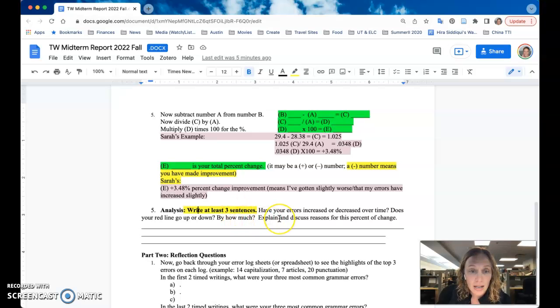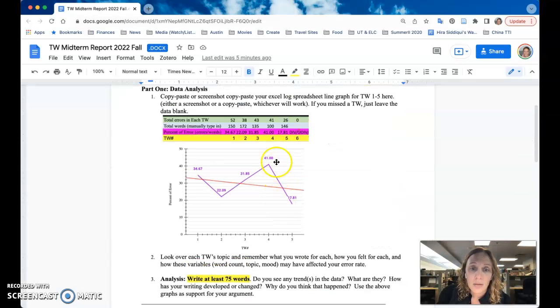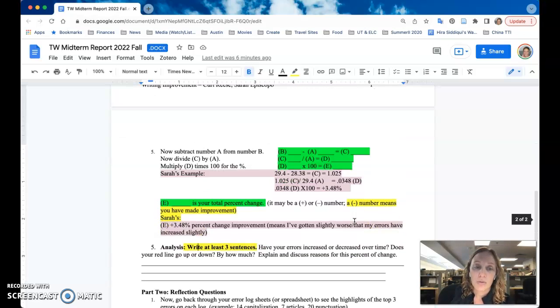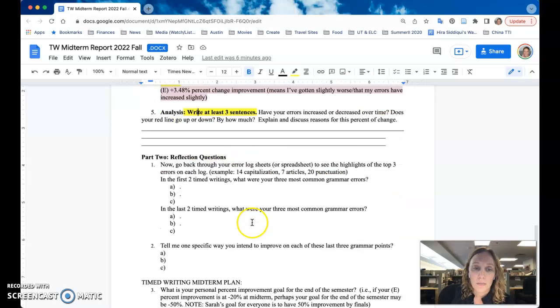So now I'm going to analyze why I think that happened. I'm going to explain that my time writing 4 was probably an outlier. So it looks like I'm not improving, but in fact, if I look at my first timed writings and all of my timed writings compared to my last timed writing, I am clearly improving. I would write that here.